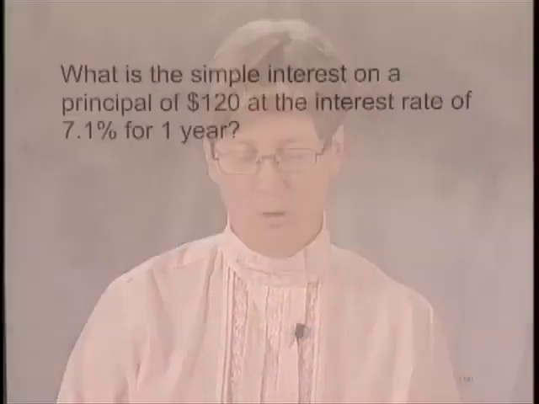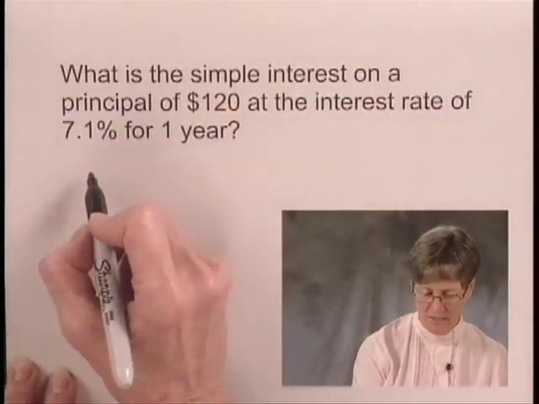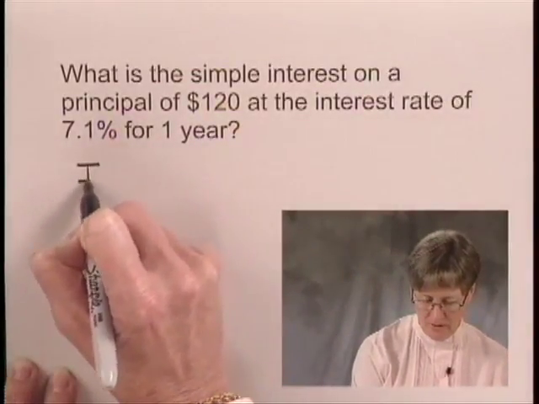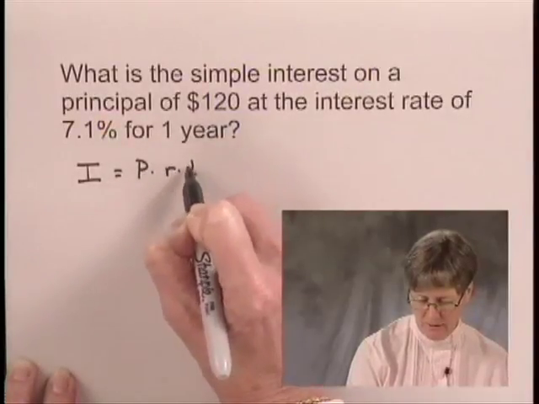This is an exercise that involves simple interest. What is the simple interest on a principal of $120 at the interest rate of 7.1% for 1 year? We have a formula for finding simple interest. The interest, I, is equal to principal times rate times time.